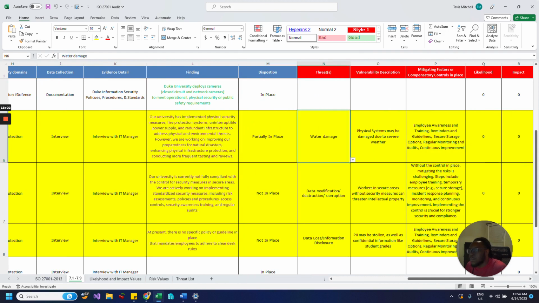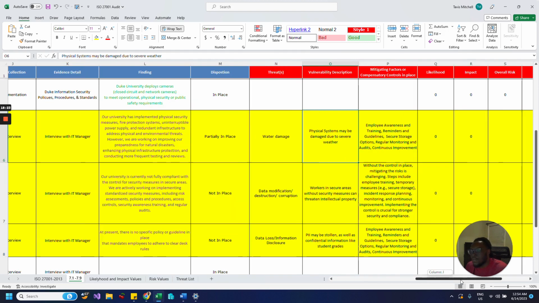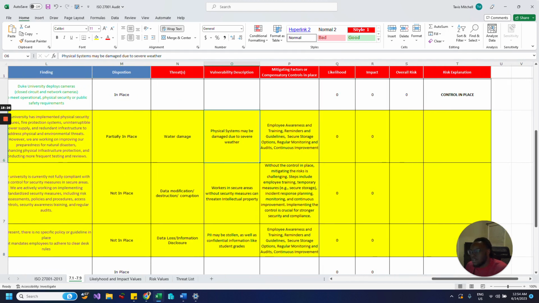What are some of the threats from a natural disaster? All right, if your buildings aren't strong enough or they have holes in it or something, you could potentially damage critical infrastructure, especially if you're using an on-prem environment. Okay, that's not good. They're not complying with that. They're partially complying with that. Physical systems may be damaged due to severe weather. Okay, how are they mitigating that? So these are the ways they're mitigating that without having that control in place.